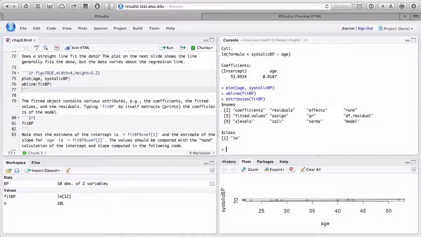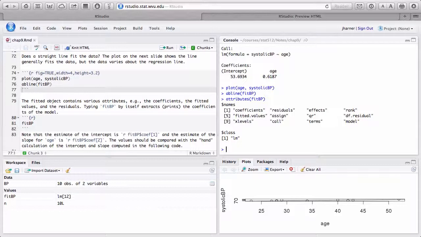So fit BP is a model object. What are the attributes of those objects? Well, coefficients, fitted values, residuals, and so forth. The class of this object is lm. Now, some objects will actually inherit from a class, which in turn inherits from another class. This is called multiple inheritance. But lm, linear models, is the class of any object that's created with the function lm.